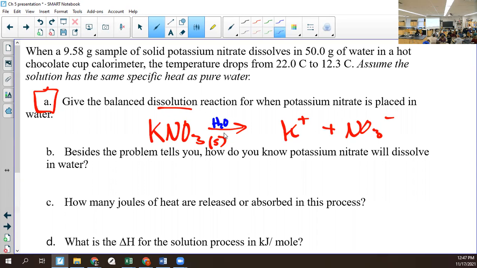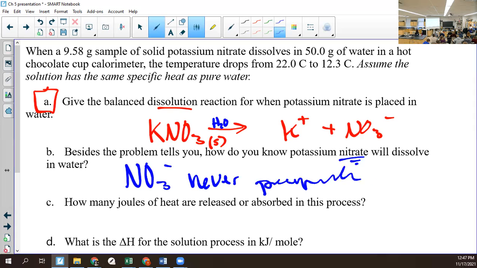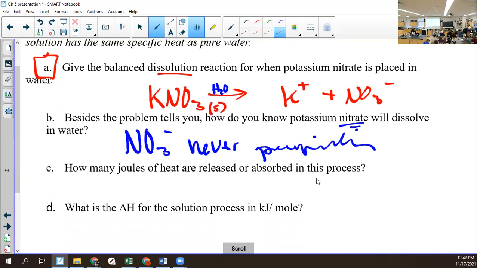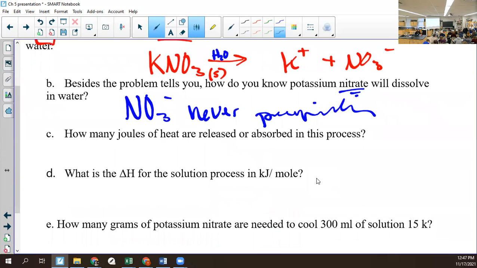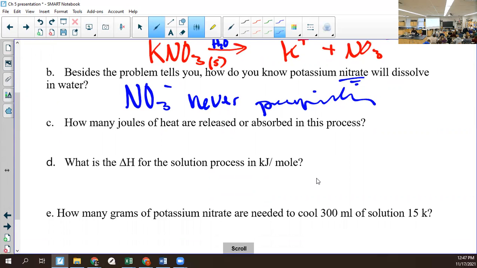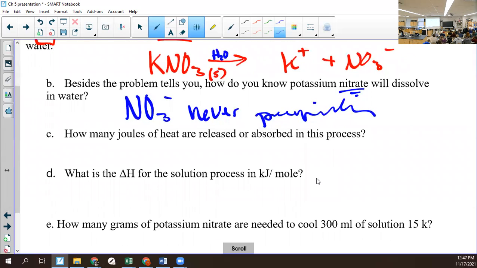NO3. Thank you, Timmy. Besides the problem, how do you know potassium nitrate will dissolve? NO3 minus never precipitates. I don't want to write that because I don't really know how to spell it. Or it's always soluble. Perfect answer. Okay. Divided by KNO3. Yeah. Okay, so it does ask these questions like the previous problems.